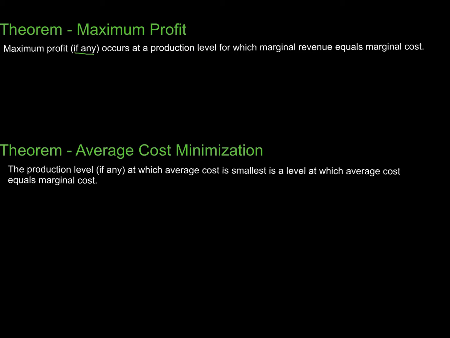So maximum profit, if any, occurs at a production level, or number of items produced or sold, for which the marginal revenue equals the marginal cost. In other words, the derivative of the revenue is equal to the derivative of the cost. And so to prove this, there are a couple things that we need to do. First, we need to assume that our revenue and our cost functions are differentiable.